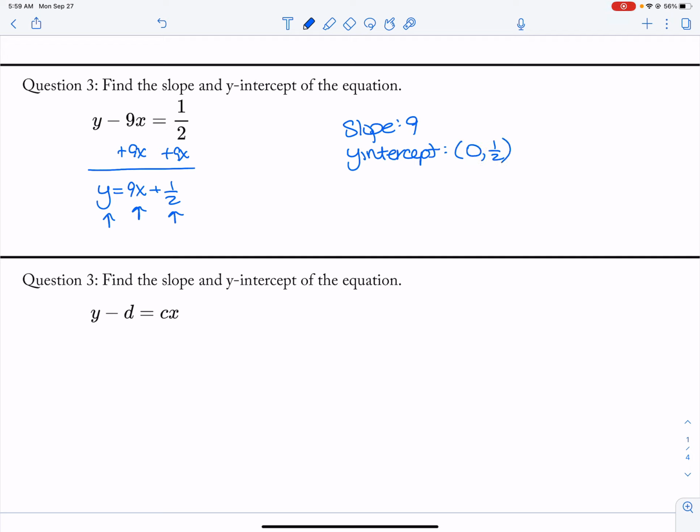Remember, where it crosses the x-axis, or I'm sorry, where it crosses the y-axis, that x value has to be equal to 0 because that's where it intersects the y-axis. So we write our y-intercepts as a coordinate point. It's not just 1/2. It is 0, 1/2 because it's an actual coordinate point on the graph.